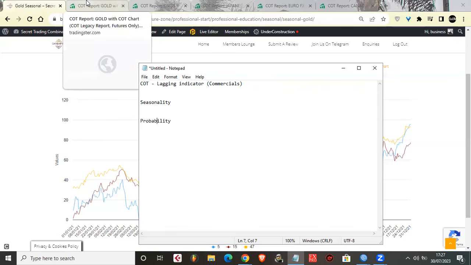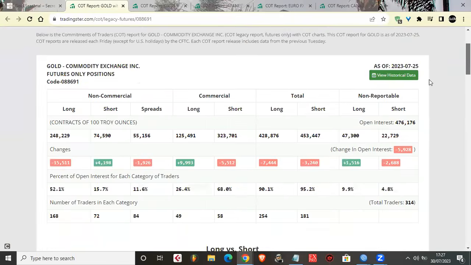So before that, this is what the COT looks like. As I mentioned before, we look at the commercials, and what we just look for is the changes, right? If they're going long or short in their changes, that's all. We don't really care about these guys, the non-commercials or the non-reportables.